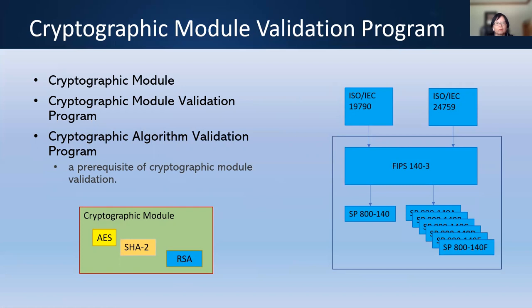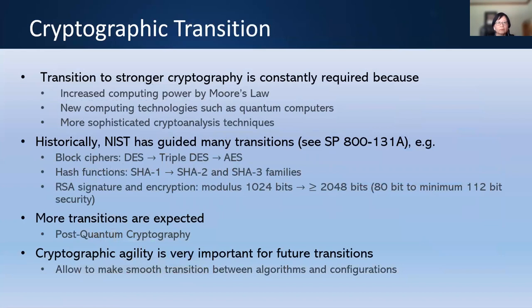So currently we are on FIPS 140-3, this standard. This standard is based on two ISO standards, for the module requirements and for test requirements. And FIPS 140-3 also has related special publications for US specific applications and US specific algorithms. Then the first is approved algorithm and then certified crypto module.